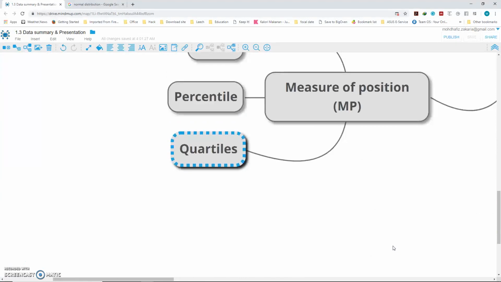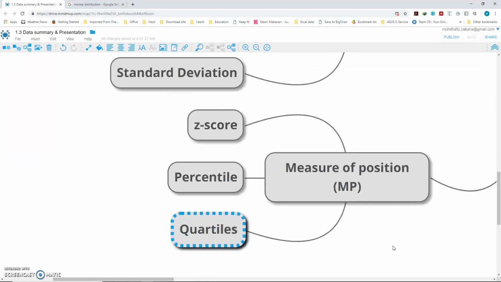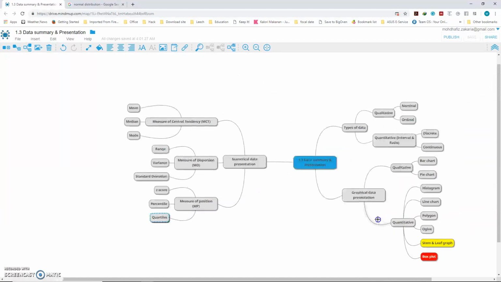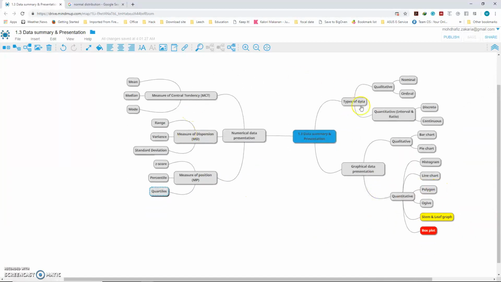Alright, and what else do we have in measures of position? Okay, so just until quartile. So basically, by using z-score, percentile, and quartiles, you will get to measure the position of the data. So basically, that is all in 1.3. Right, let me zoom out. Okay, this is what we have in 1.3. Let me sum everything up.